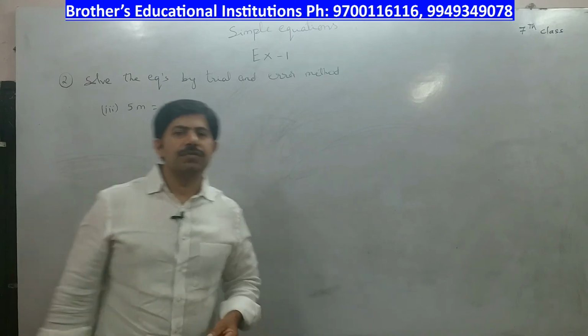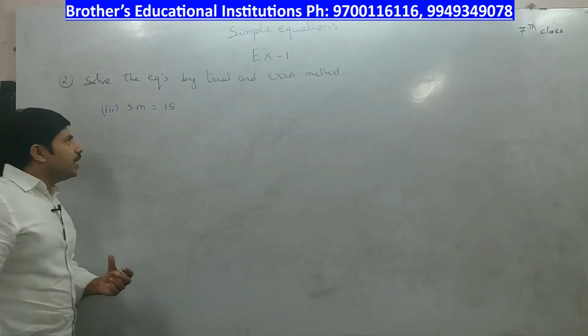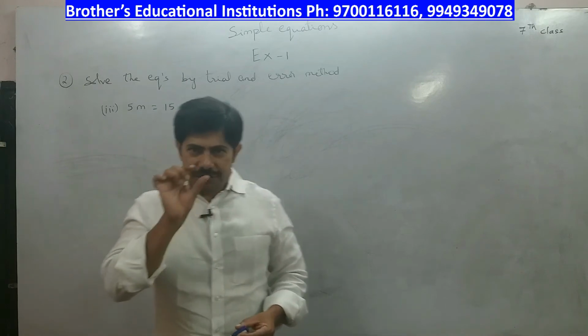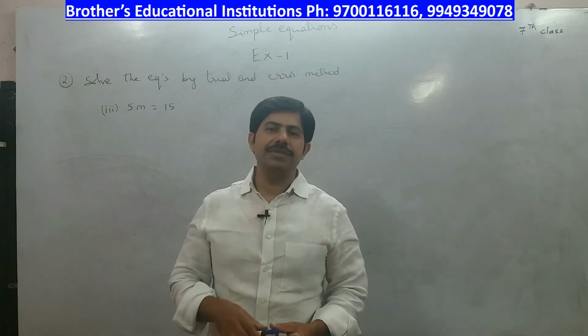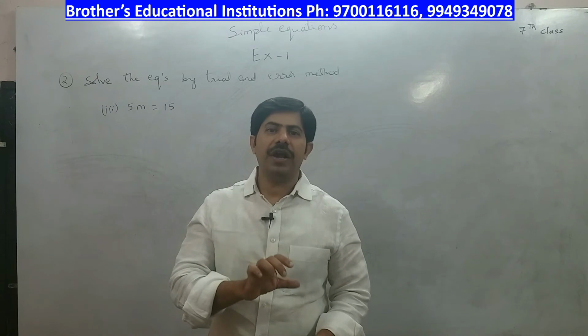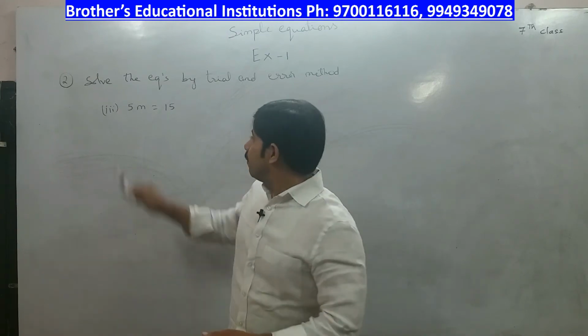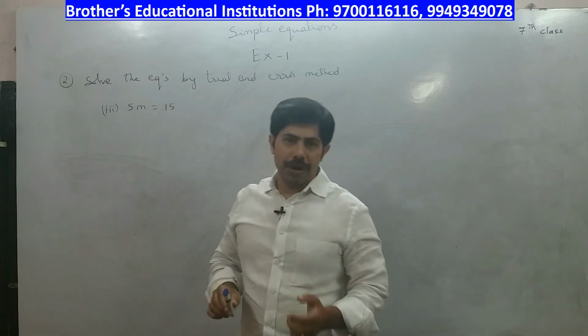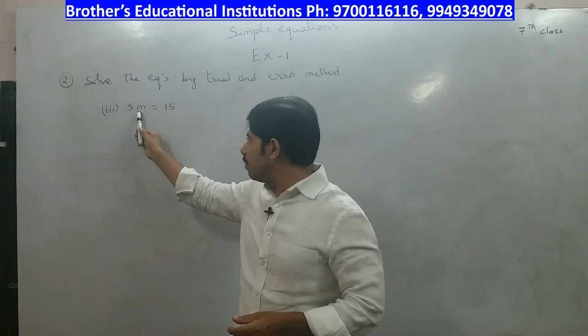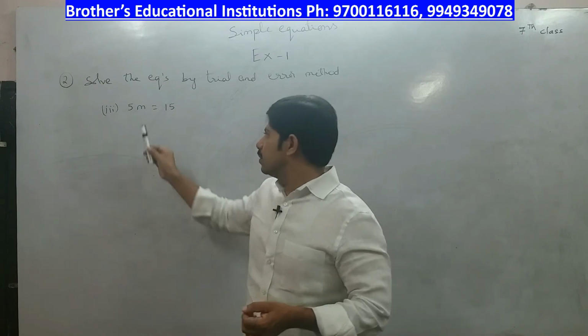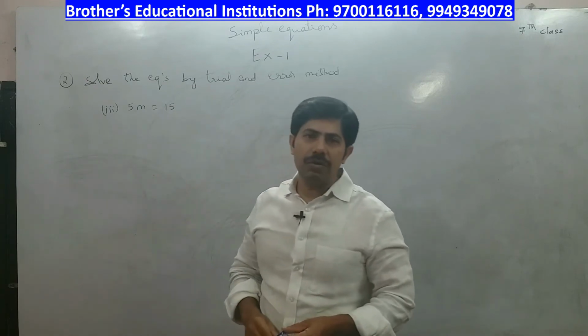Okay. Next one. Now here 5m is equal to 15. So what is this 5m called? It is 5 times m. 5m is nothing but 5 times m. See, here 5 times m means 5 and m are in product. So 5 times m is nothing but 5m. So the equation is 5m is equal to 15.